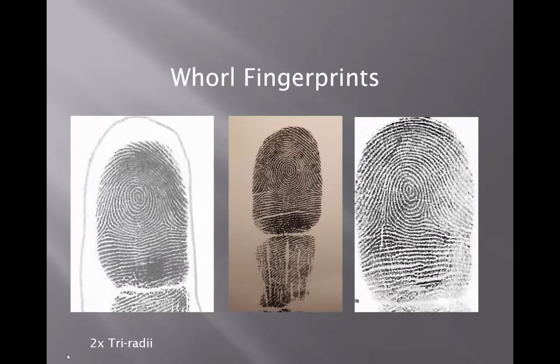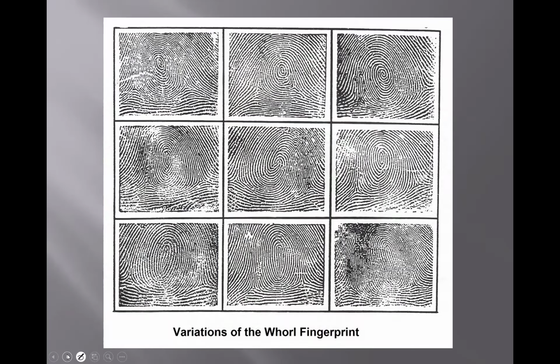So basically what you have is arches have no triradii, loops have one triradius, and whirls have two triradii. And as you can see from these examples, there's lots of different shapes to the whirl, but they are all characterized by two triradii. You'll see them on either side of this spiral pattern in all of these examples. Sometimes, as you can see with this one, the whirl is quite a kind of elongated loop like that. So they do take different forms and have different shapes to them, but they're always characterized by the presence of two triradii.